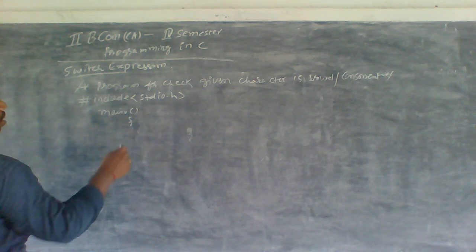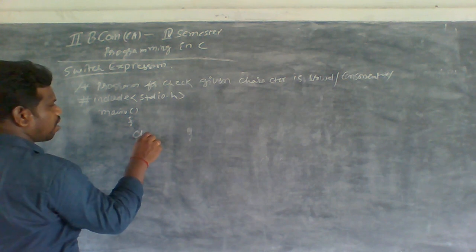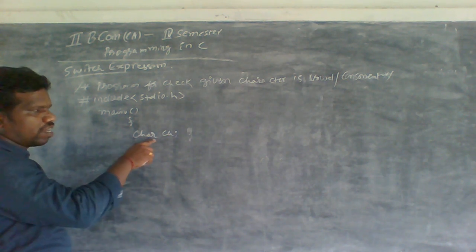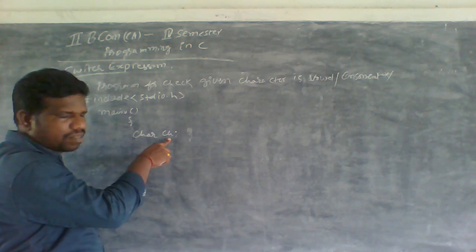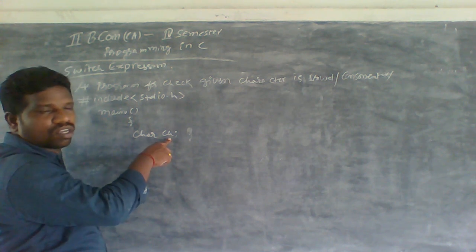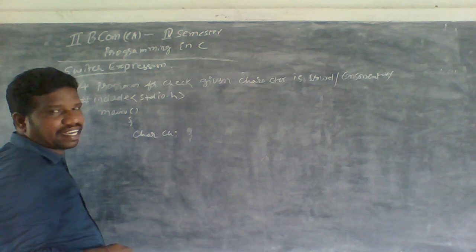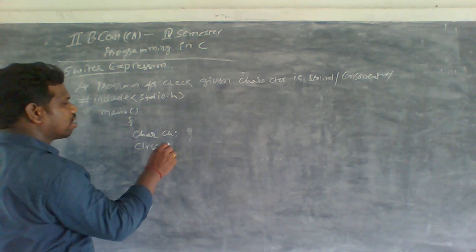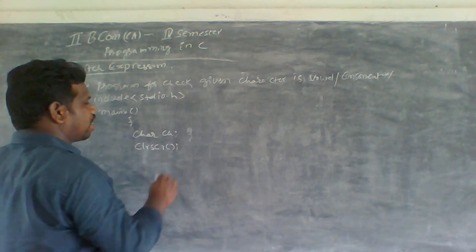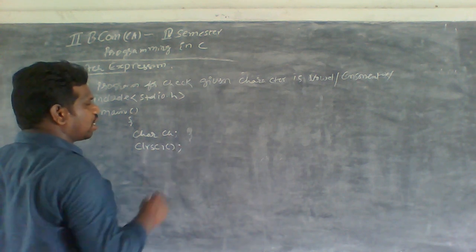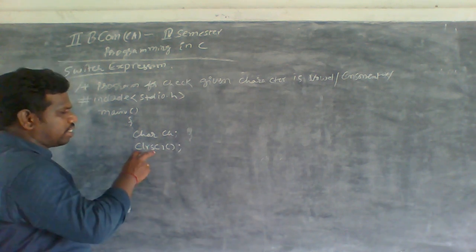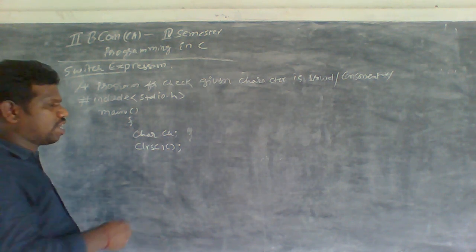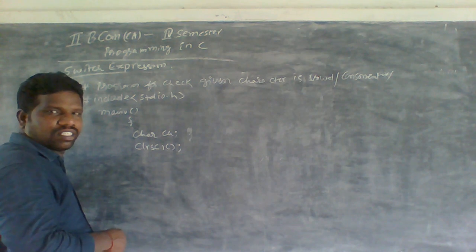Open the curly brace, and we have to declare a variable: char ch. char is a data type and ch is a variable, so this variable can hold only characters. Okay, and we have to write clrscr with a semicolon. This is used to clear the previous output of the programs, that's why you have to write clrscr.